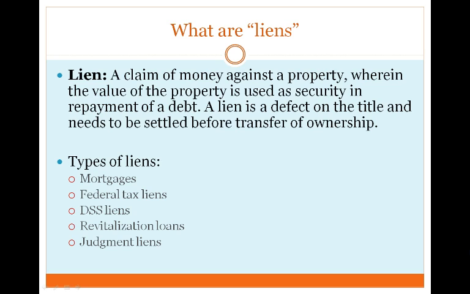So to get started, a lien is essentially a claim of money against a property wherein the value of the property is used as security in repayment of a debt. It is a defect on the title and generally needs to be settled before the transfer of ownership of that property. Some of the types of liens that you'll likely see in foreclosure defense that are going to cause a problem are mortgages, such as second mortgages, home equity lines of credit, federal tax liens, and Department of Social Services liens. I'm going to touch briefly on revitalization loans and judgment liens.